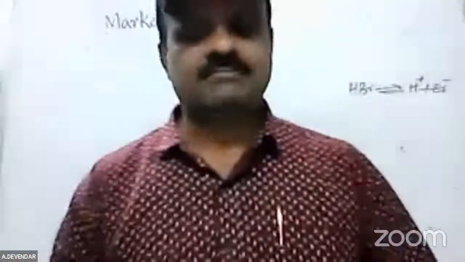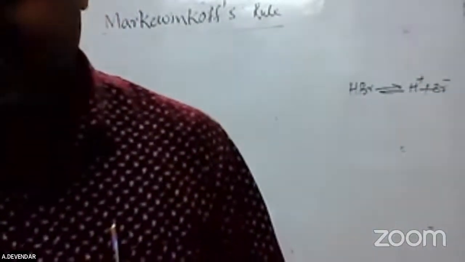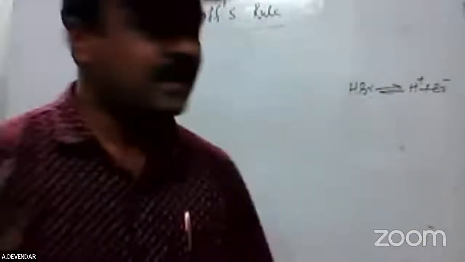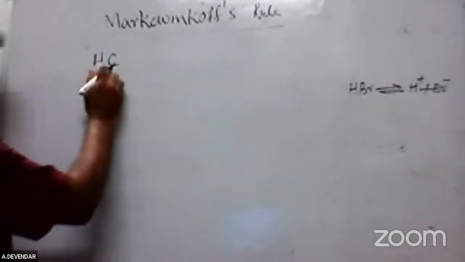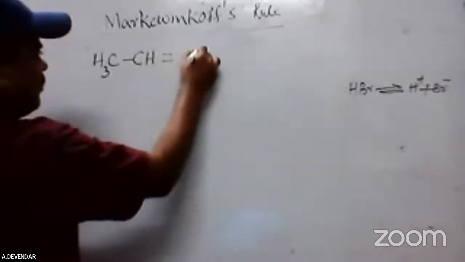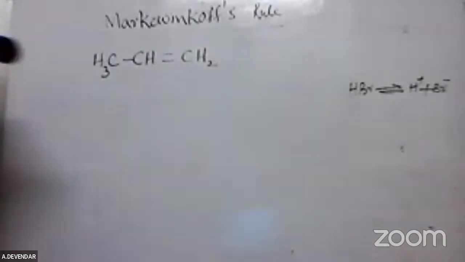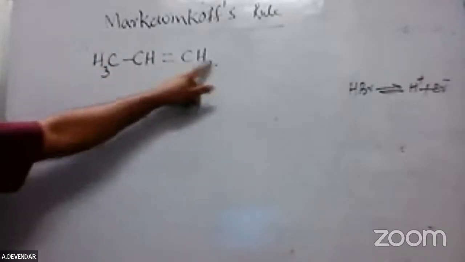Sorry, nothing to worry. I will explain with an example. This is what he says in the definition. Let us see the example. I am writing the example. This is the example in this particular case: CH3, CH, double bond, CH2. See, 1, 2, 3, 4 bonds.